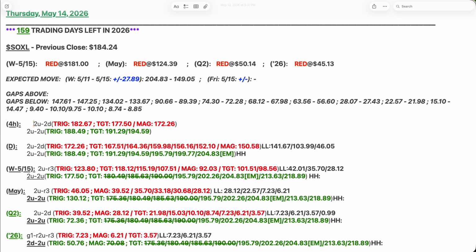The close price on Wednesday was 184.24, which means we flipped the week back green. So in order for it to go red, we know we've got to go back below that 181 level. Month, quarter, and year are all green. Got to go a lot further to flip those red. So not really looking at that happening tomorrow.